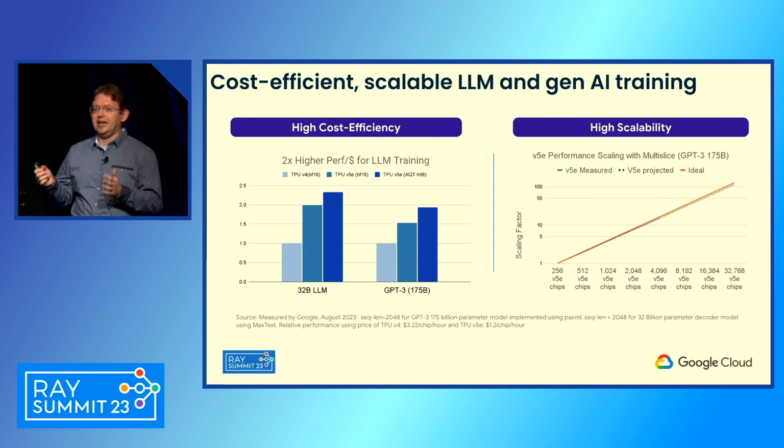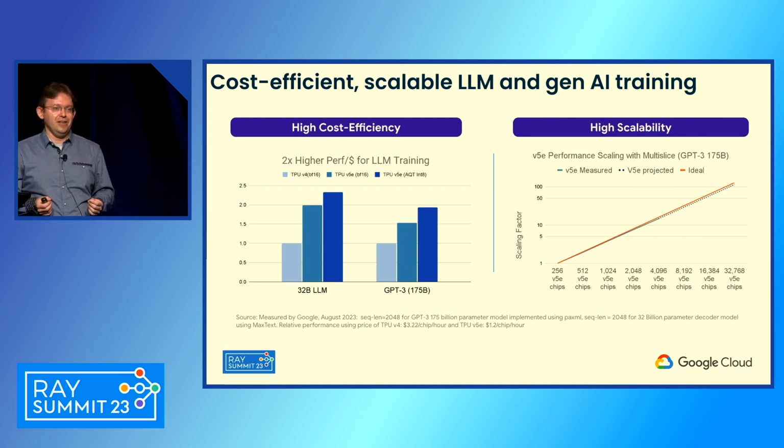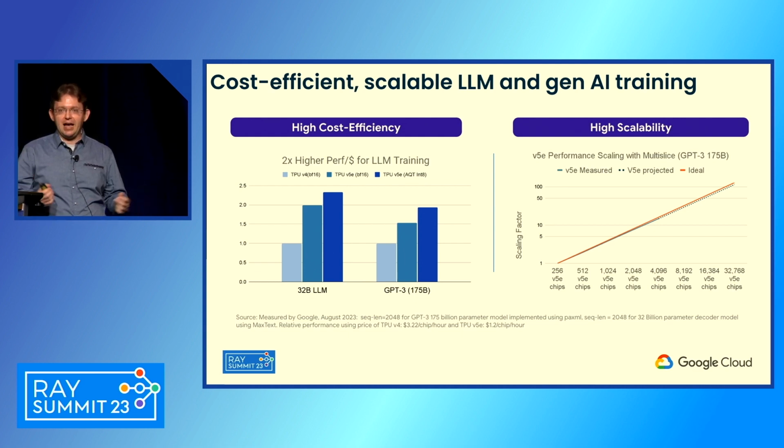That's an incredible amount of compute. And with multi-slice training, you can achieve nearly perfect linear scaling for your training job. That is a game changer for training your large language models and generative AI models, because now you can train even larger models in less time simply by adding more TPUs.